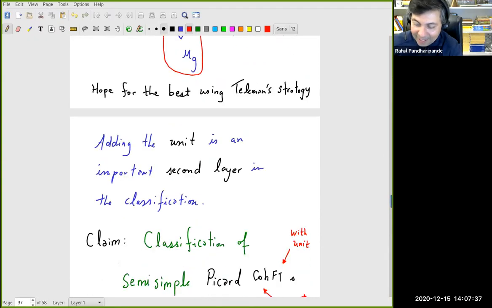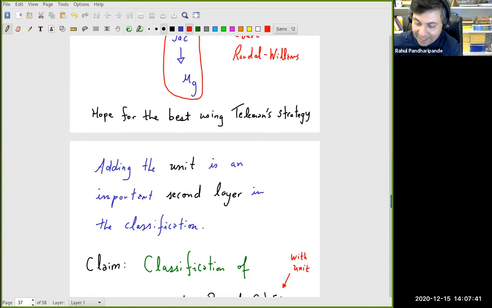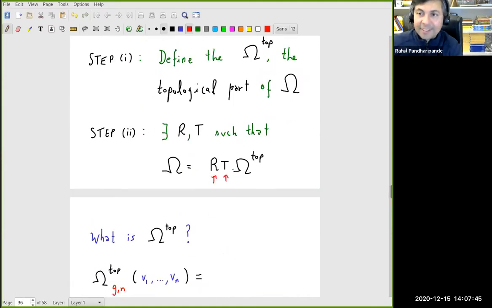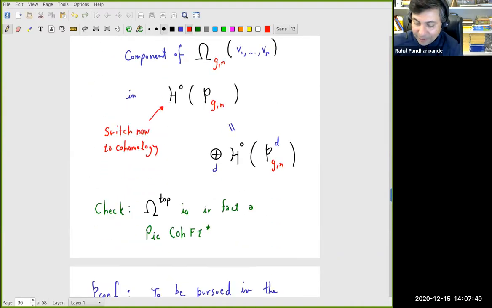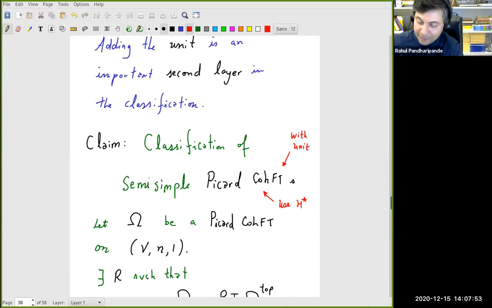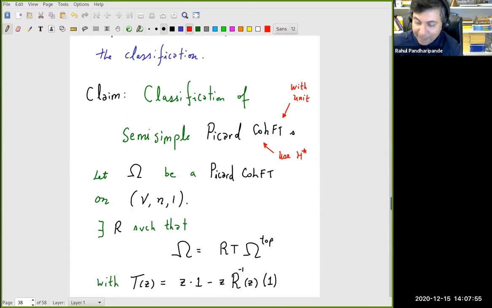So adding a unit is an important second layer in the classification because it constrains life. The reason is without a unit, there are two matrices here, both R and T. So it would be better if there were fewer data to fix, and the unit will fix that. It'll fix T. This is a separate discussion, but I'm going to put the claim anyway.